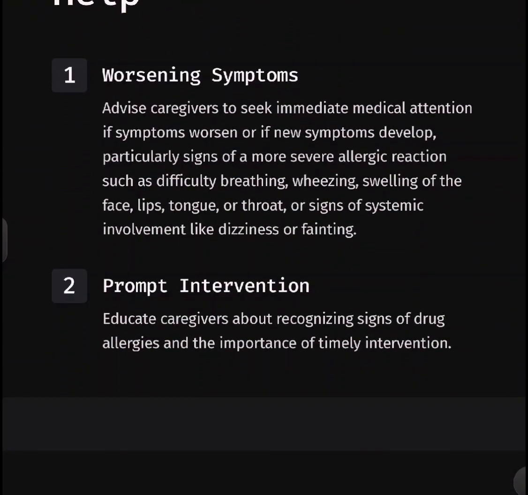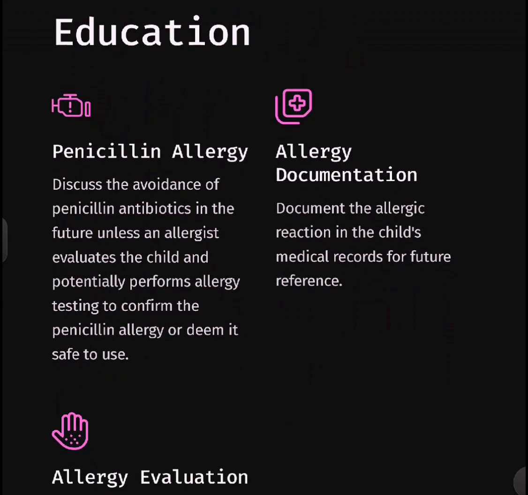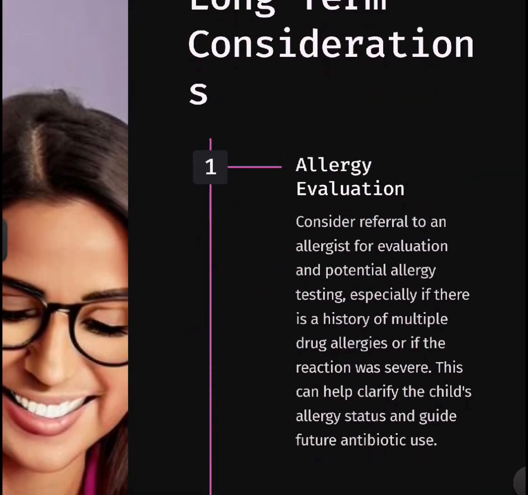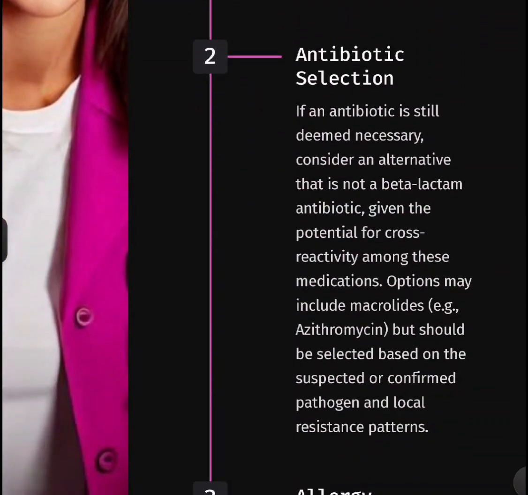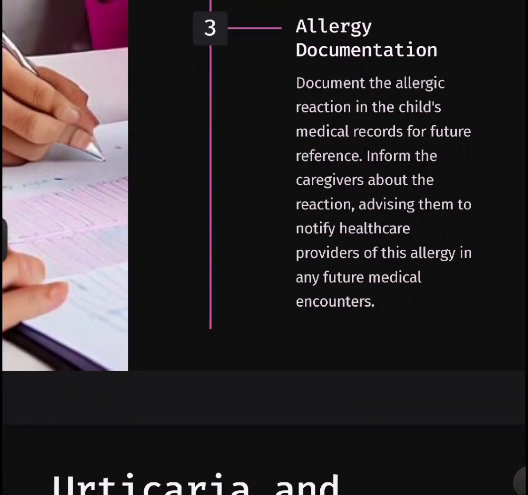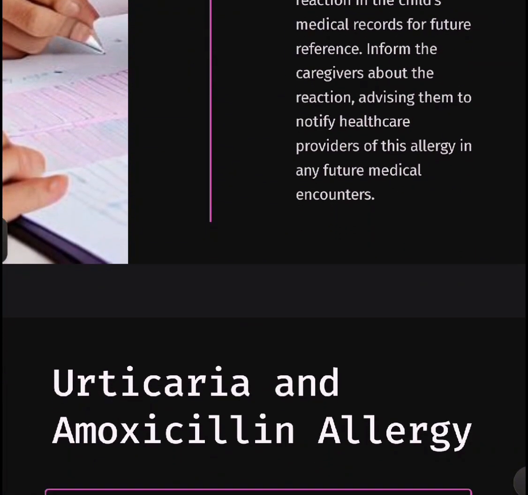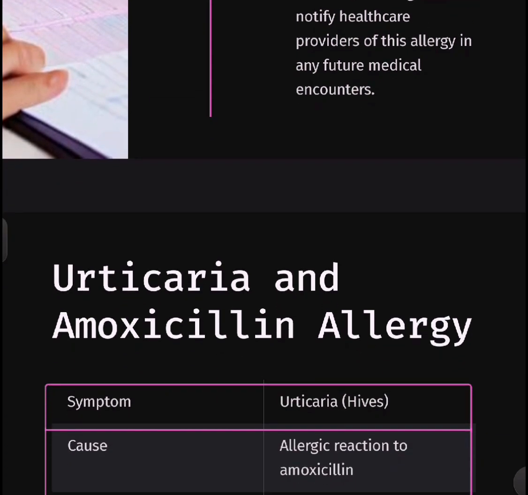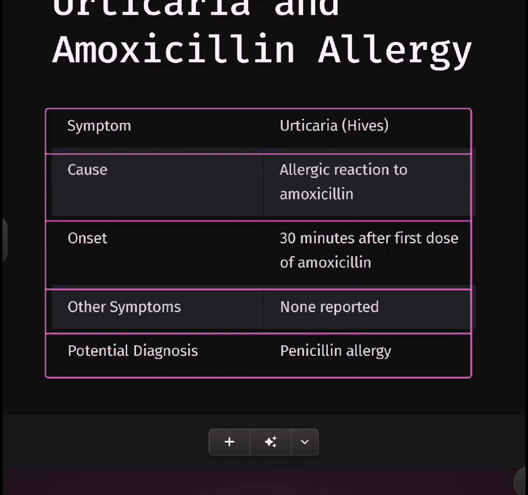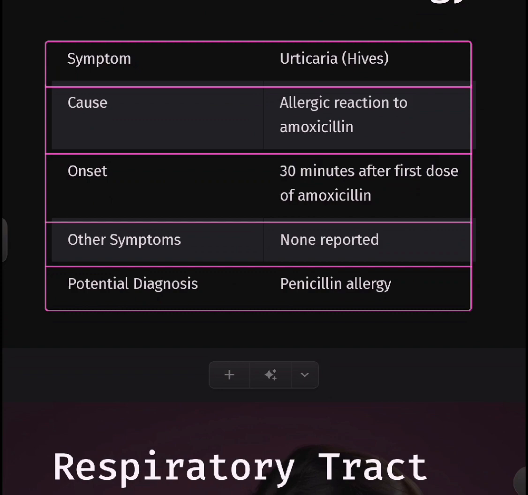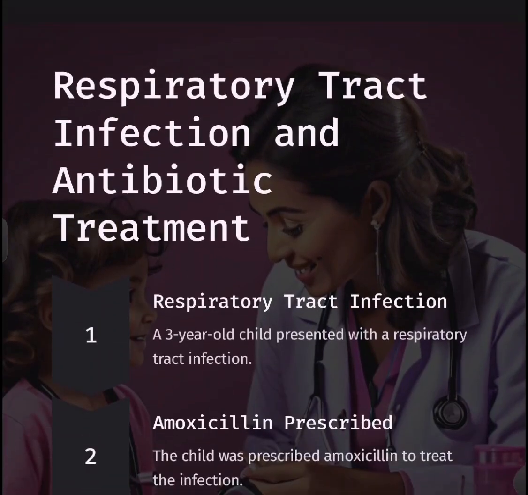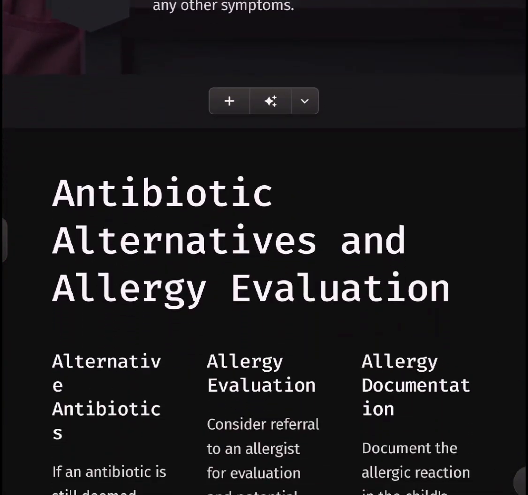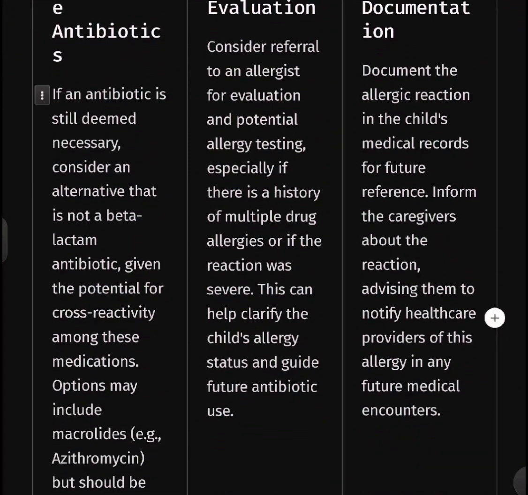When to seek further help: worsening symptoms, prompt intervention, prevention and education. Penicillin allergy documentation, allergy evaluation, long-term consideration, antibiotic selection, including the macrolides. Document in the child's medical record for future reference. Inform the caregiver about the reaction, advising them to notify healthcare providers about the allergy. Urticaria and amoxicillin allergy: onset, other symptoms, respiratory tract infection and antibiotic treatment, amoxicillin prescribed, allergic reaction, providing alternatives and allergy evaluation, alternative antibiotics.